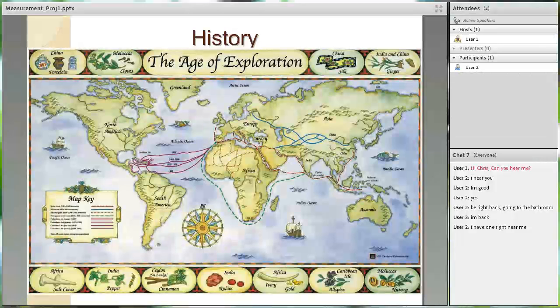And so here we can see different routes of some different explorers. Oops, we have one more. We're going to pause real quick.